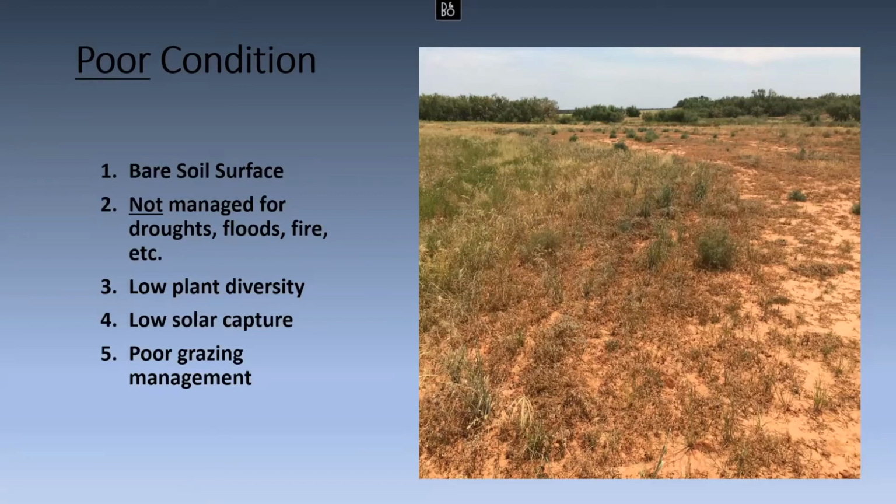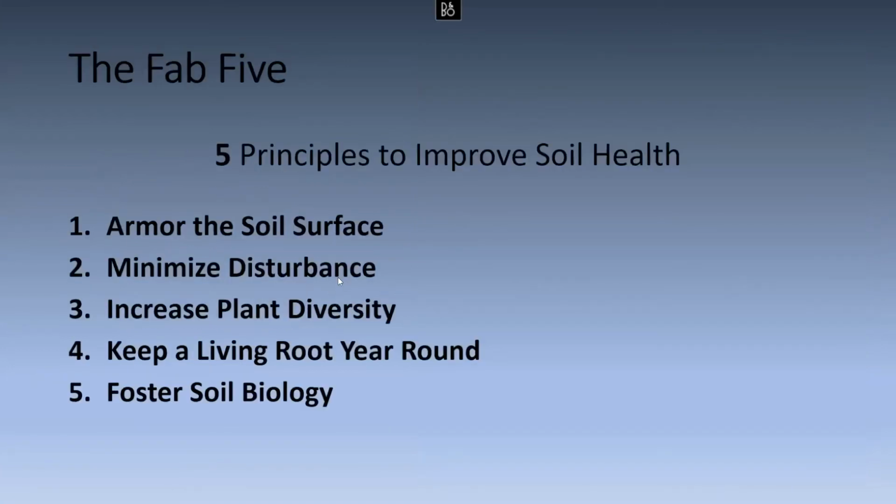Low plant diversity, there's maybe a half dozen plant species in this picture. Low solar capture, right? Because sunlight that hits that soil is going to reflect, so it won't be captured. And then, like I said, poor grazing management. So we looked at those two examples and we came up with 5 principles that we can use to improve soil health.